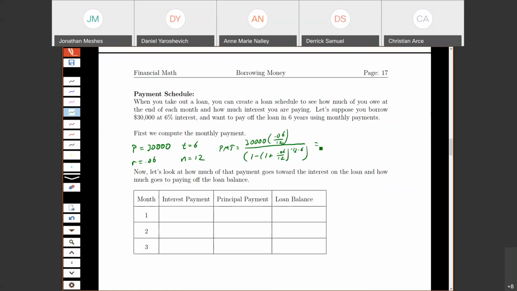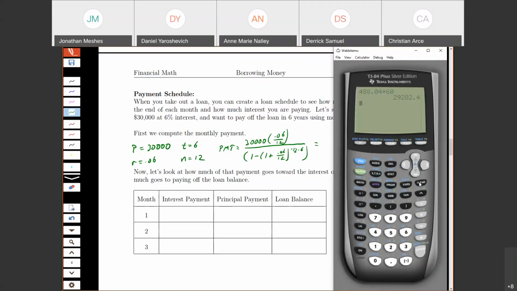if you have that finance app on your calculator, I think that's better than using the formula directly, because you're less likely to make a parenthesis or typo error. But go ahead and write this out.